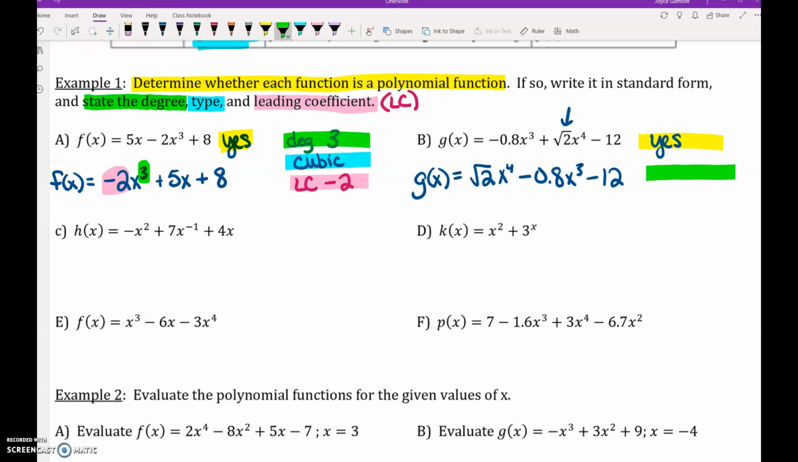Okay, what is the degree? The degree is 4. The type? Quadratic. Close. Quartic. And the leading coefficient is the square root of 2.